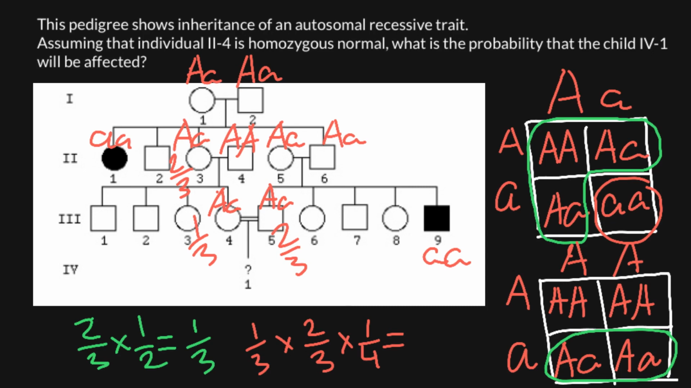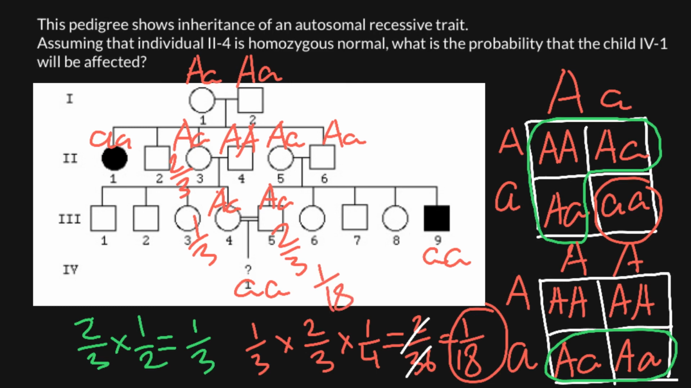As you see, the answer is 1/3 multiplied by 2/3, which is 2/9, and multiplied by 1/4 is going to be 2/36, and we can reduce this number by 2, so the answer is 1/18, and this is going to be our answer today. So the probability for a child of this couple to be homozygous recessive is 1/18. And this is all for today.